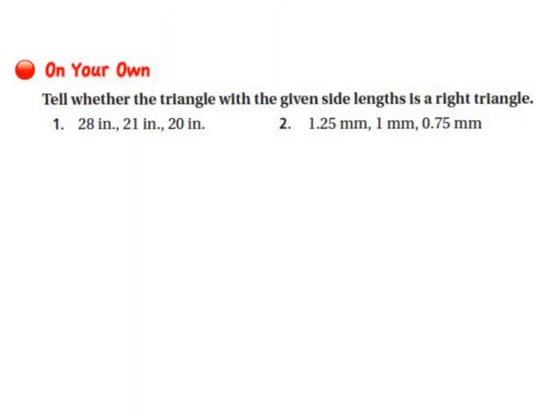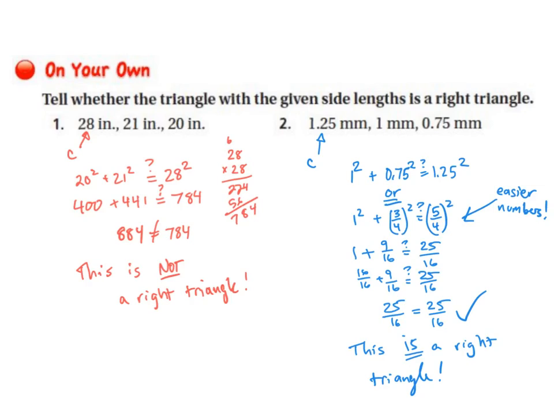Now you give it a try. See if each of these makes a right triangle. Remember, the longest side has to be the hypotenuse. Pause the video and I will be back in a second with the answers. Here you can see the first one turns out to be not a right triangle and the second one is. I did something a little weird and changed those decimals in the problem into fractions. It made the numbers a lot easier.